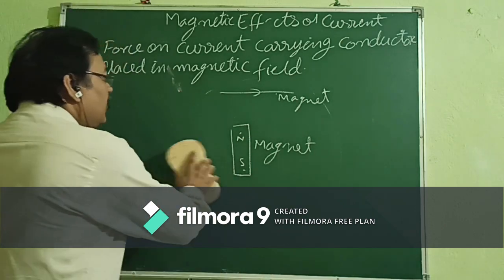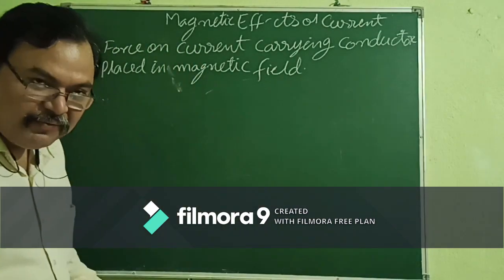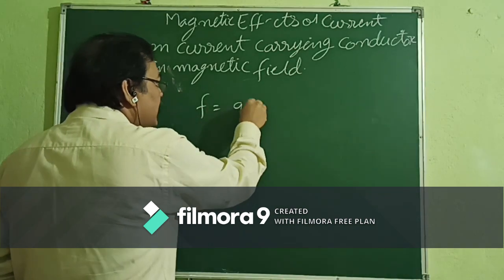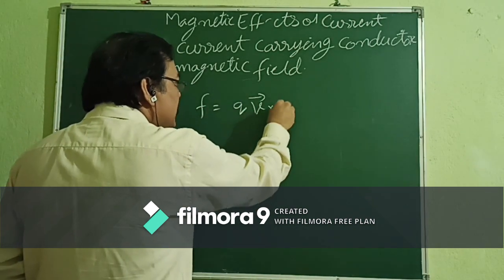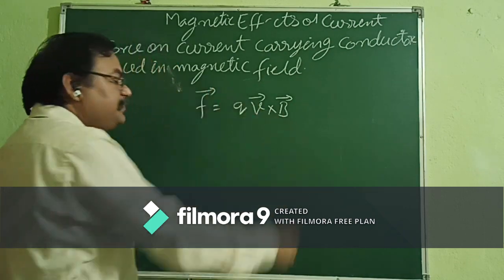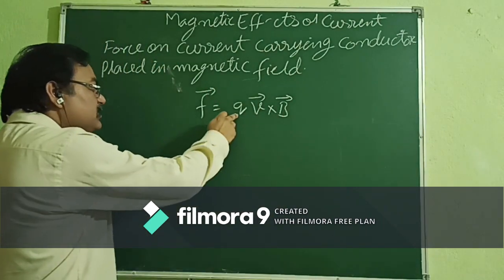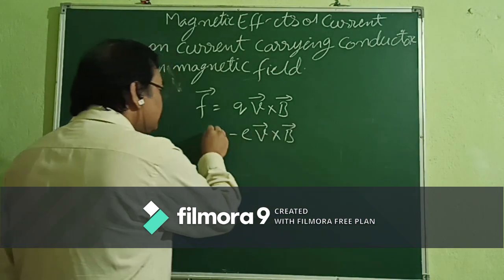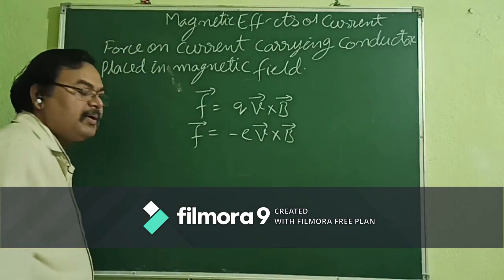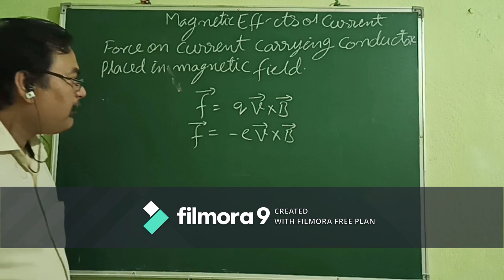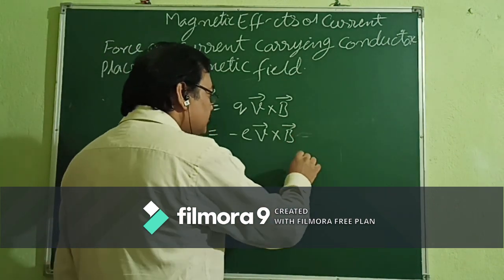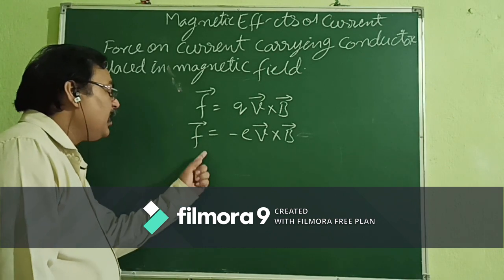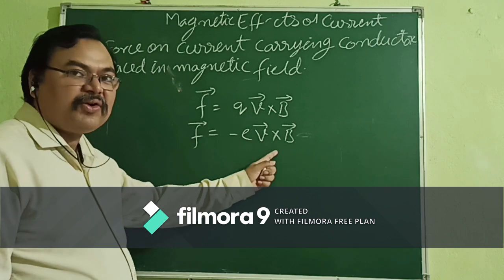We already know that if a charge Q is moving with velocity V in a magnetic field B, then it experiences this much force. Now if the charge is an electron, then the force will be like this. Let us mark this as equation number 1. So this is the force acting on an electron.